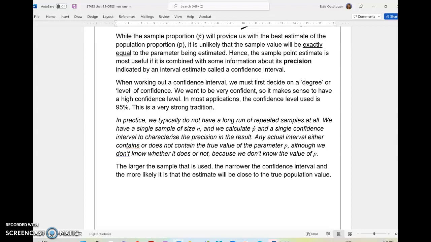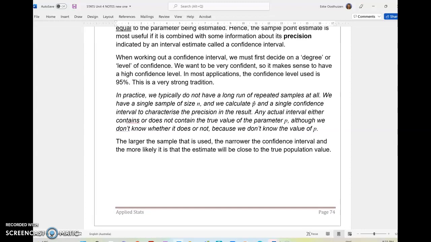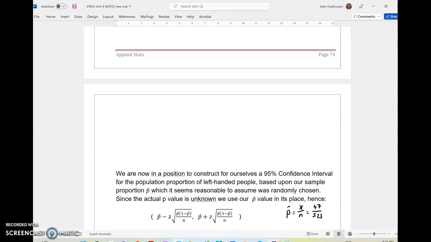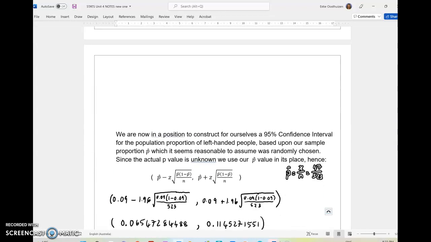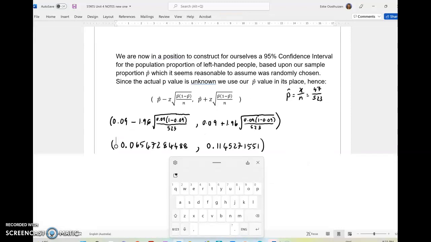Any actual interval either contains or does not contain the true value of the parameter p, although we don't know whether it does or not because we don't know the value of p. The larger the sample that is used, the narrower the confidence interval, and the more likely it is that the estimate will be close to the true population value. So what we're going to do now, and I've already done it, so I'll talk you through it, and then I need you to write this down, please.